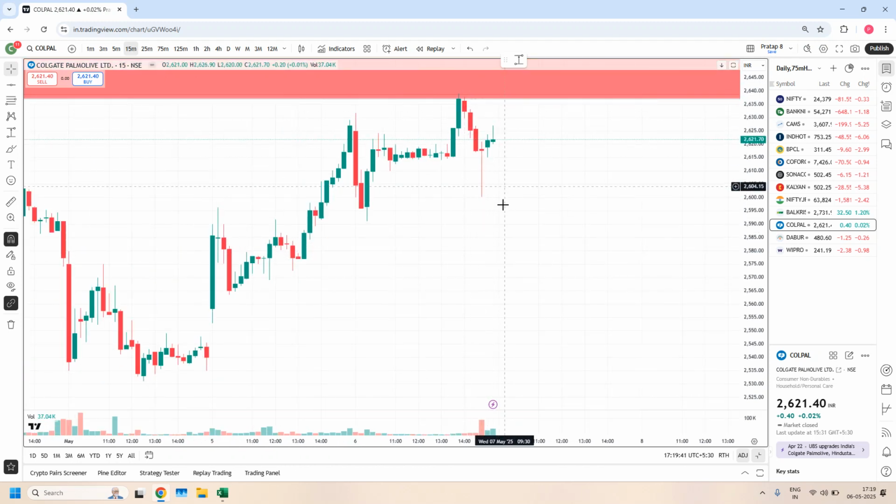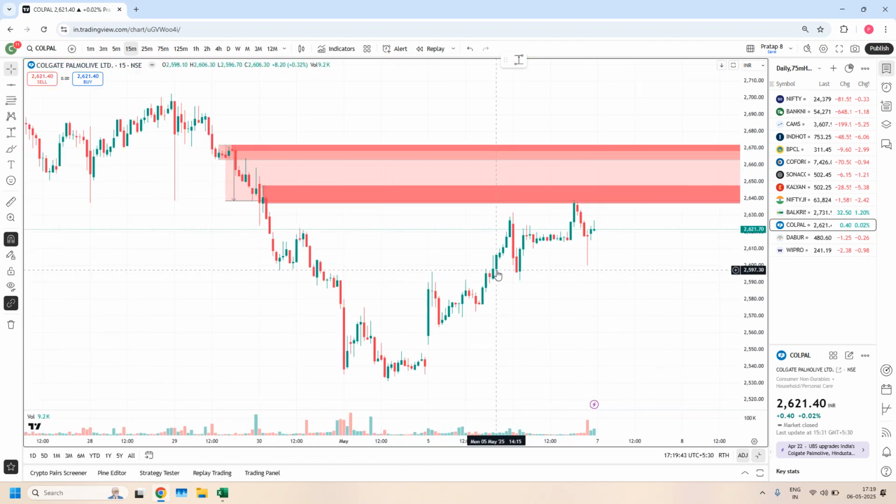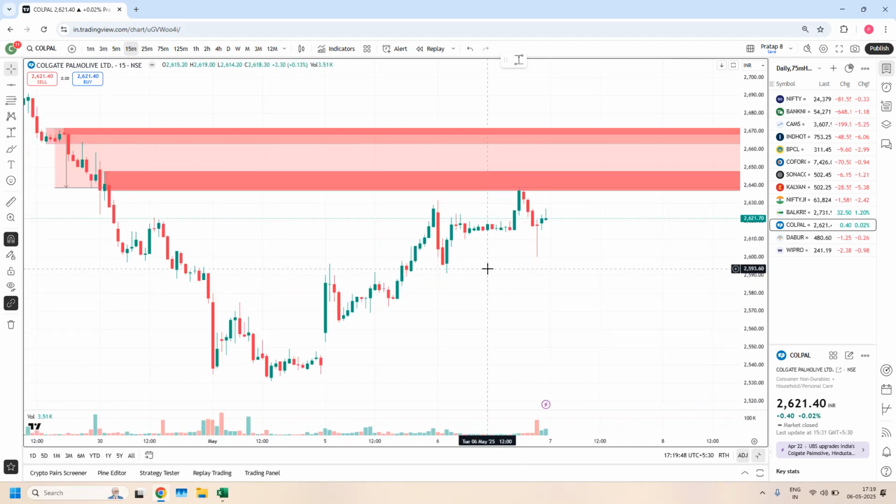Some of these zones, the trades look like good profits, but we can't take them. Got it? That way, both Dabur and Kolpal we didn't plan. We didn't consider those trades.